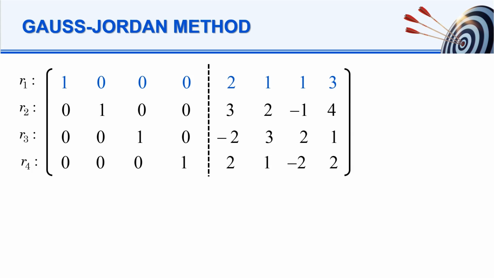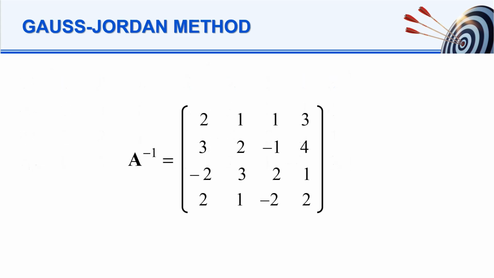This marks the end of Gauss-Jacobi algorithm. Here, we have obtained the identity matrix on the left side of the augmented matrix. The right side of the augmented matrix is the matrix inverse.